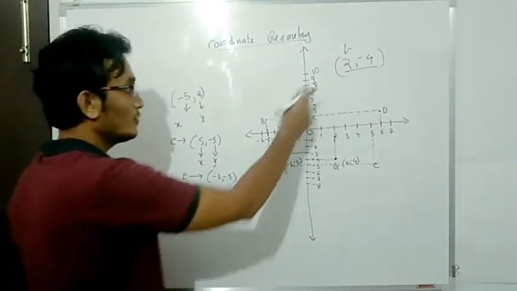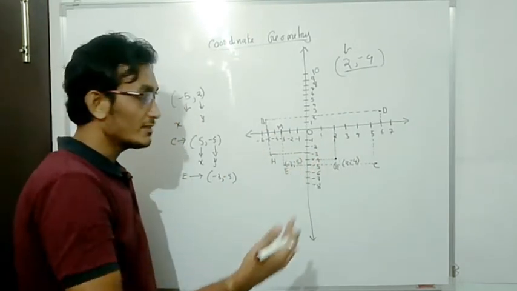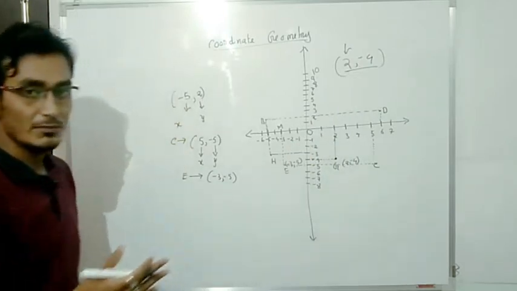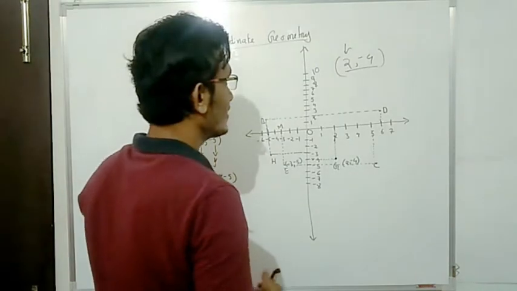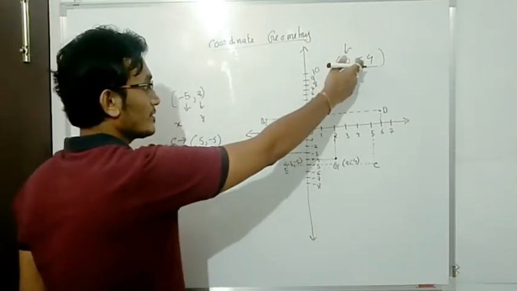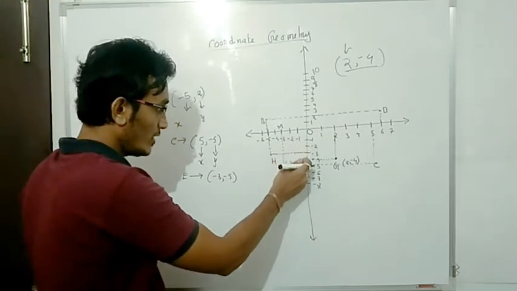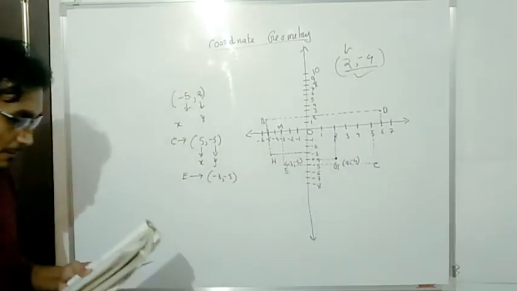Again I am explaining. 2 is positive, that means we need to move in the positive x-axis. How many divisions? 2 divisions. Then after that minus 4, that means we need to move in the downward direction of the y-axis, that means the negative y-axis. How many divisions? Minus 4. 4 divisions we need to move downward. 1, 2, 3, 4. So this is the point that represents 2 comma minus 4.